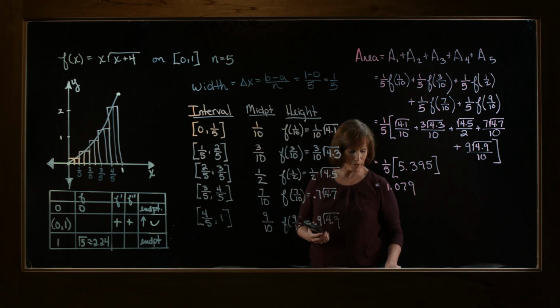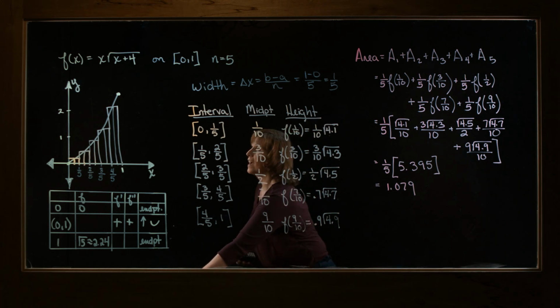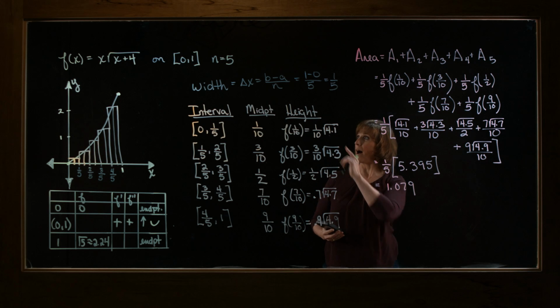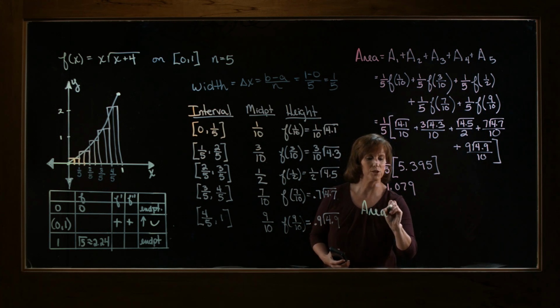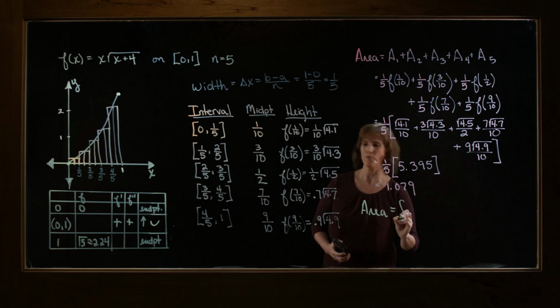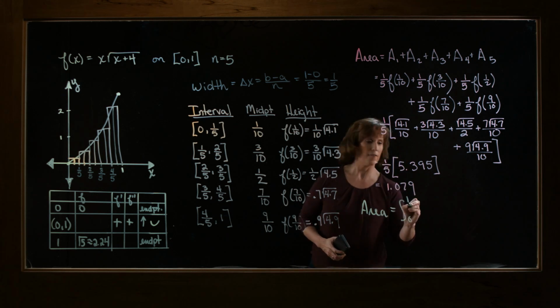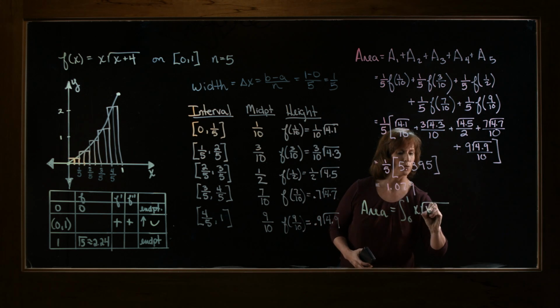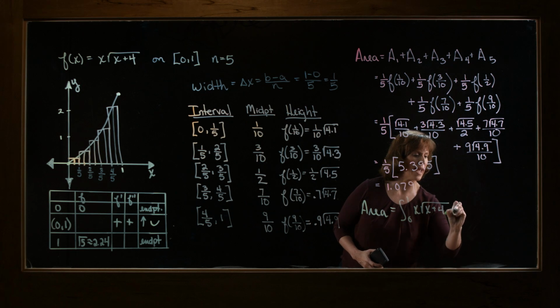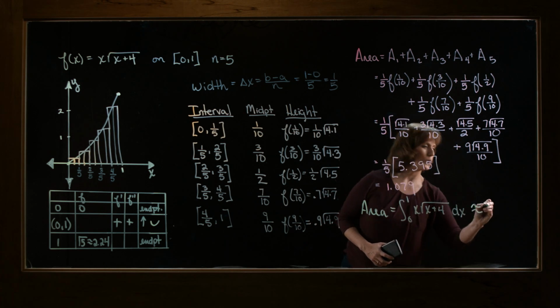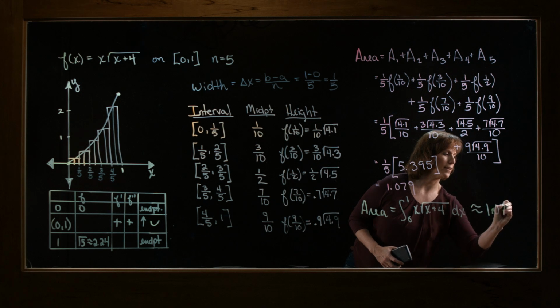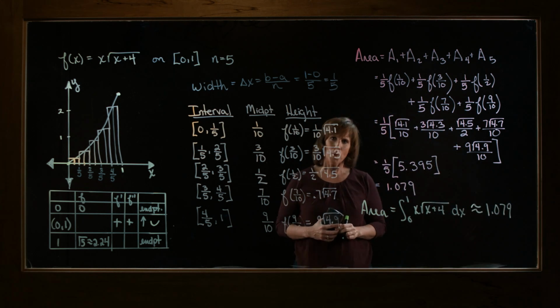The actual problem asked me to find the area bounded by that curve. And so the area, which is equal to the integral from 0 to 1 of x times the square root of x plus 4 dx, is approximately equal to 1.079.